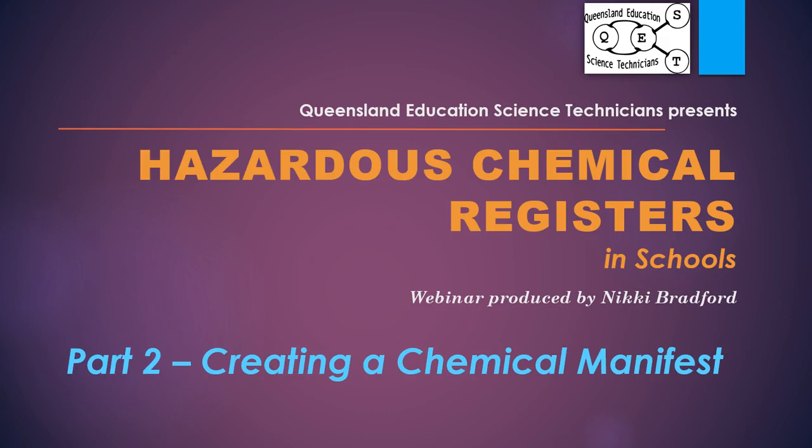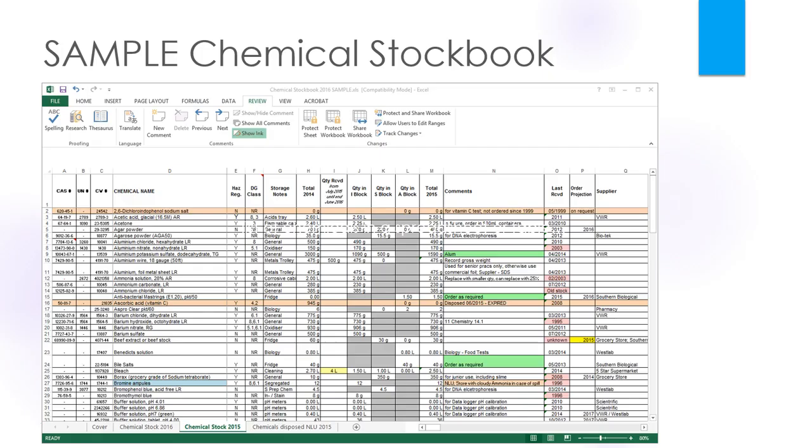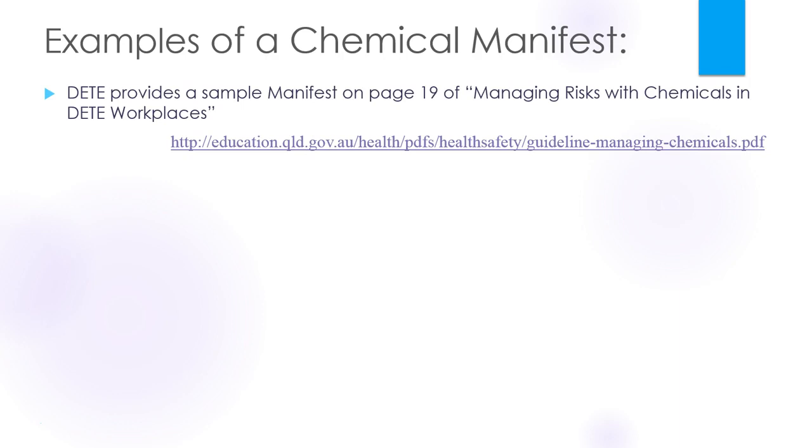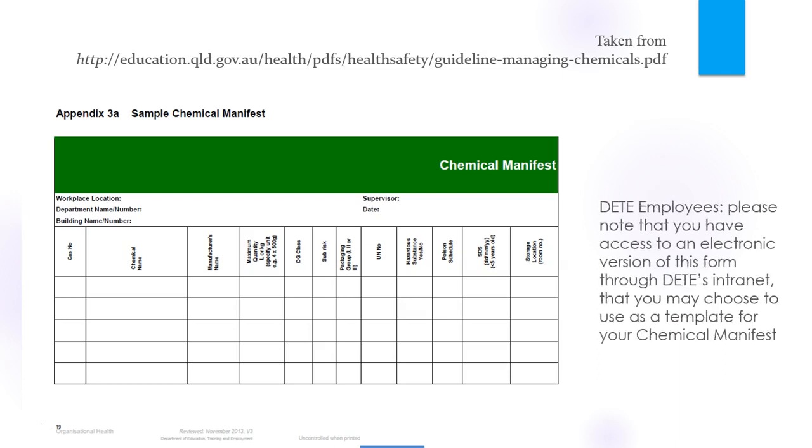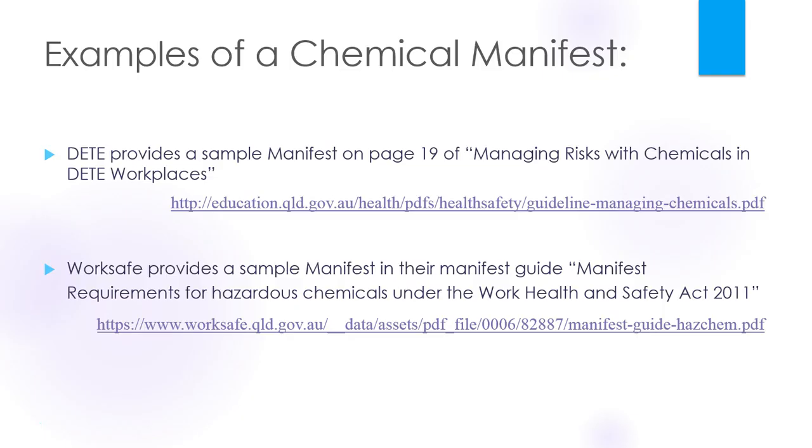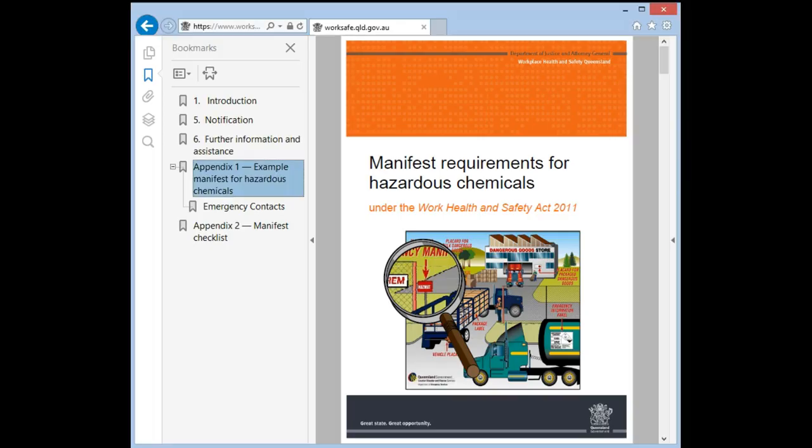If you already have a list of chemicals in a spreadsheet or a table, then you can use this to create a hazardous chemical register instead. A sample manifest is provided on page 19 of Managing Risks with Chemicals in DEET Workplaces. DEET employees may wish to use this form in place of making their own. WorkSafe provides a sample manifest in their manifest guide. I provided a link to this resource in the webinar script.